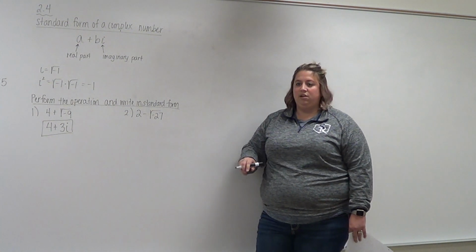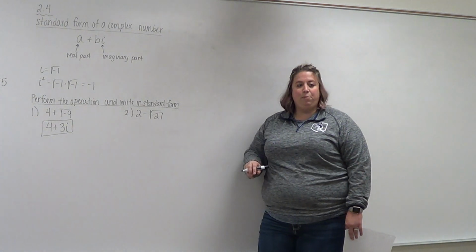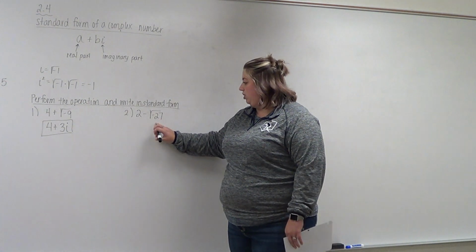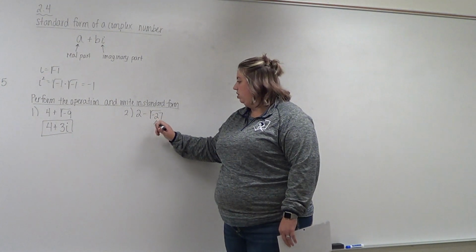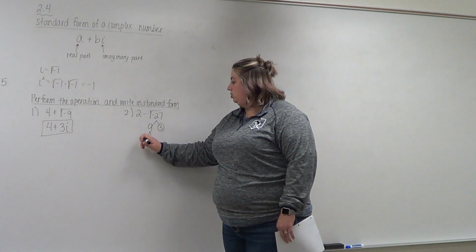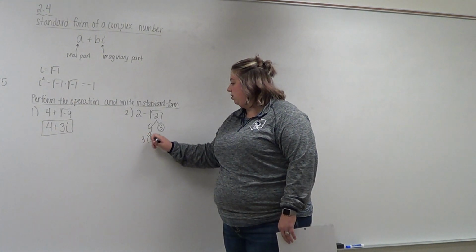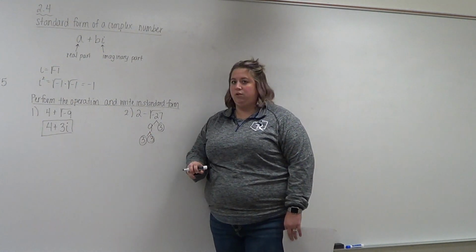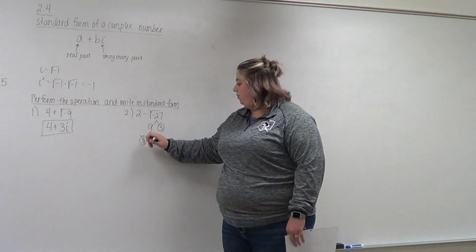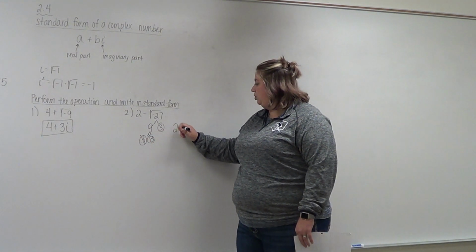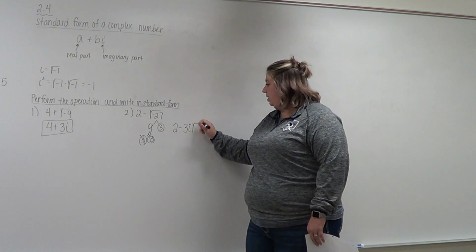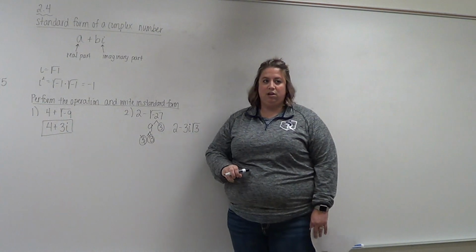Okay, 27. 27 is not a perfect square root. So what you're going to have to do is you're going to do your factor trees just like we've done already this year. So I would break down 27. So I bring in the 9 and 3. Break 9 into 3 and 3. So then I have a pair of 3's. So this would be 3 times the square root of 3, and then I have my i.